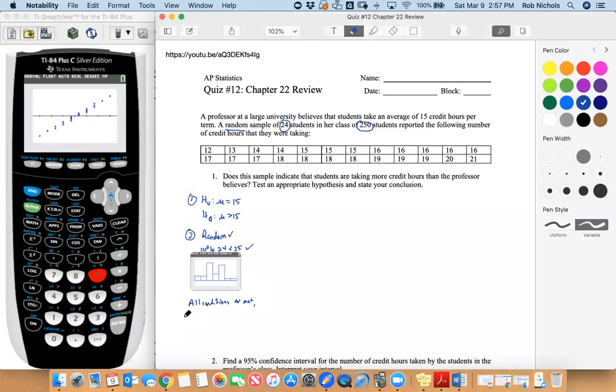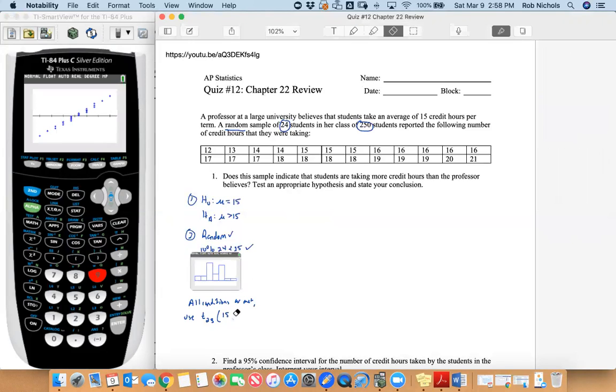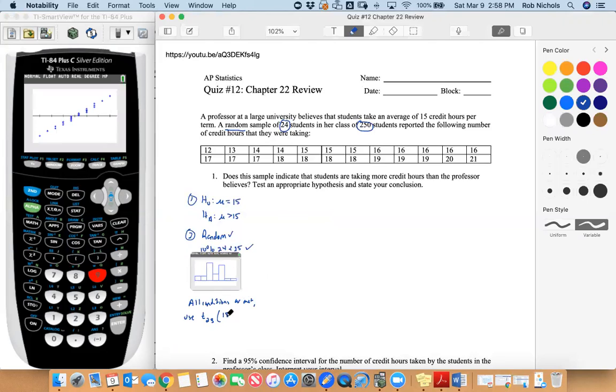I'm going to use a Student's t-distribution with t sub 23, that's n minus 1, with a mean of 15 and a standard deviation that I don't know yet. I'm going to save a little bit of time here and fill that in in a second, divided by the square root of 24. And I'm going to do a one sample t-test.